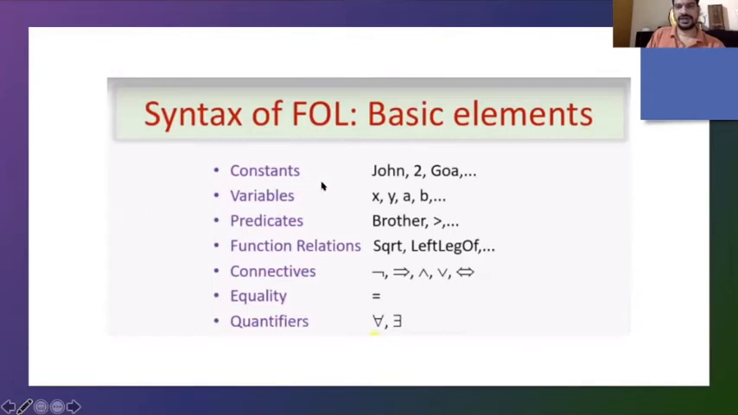Now the next one is the syntax of first order logic, the basic elements. What are the basic elements? We have constants. If we know the name of the subject, we can write that down, and that will become the constant. Variables: if we don't know the subject name or the actual value of the subject, we can write it in the form of variables. Then we have predicates. Predicate is nothing but the relation between those subjects, like brother or greater than or equal to. Then function relations, like square root or left leg of.